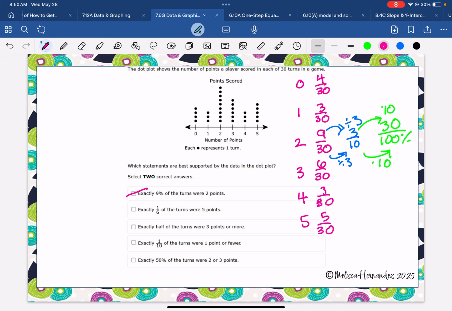Exactly 1/6 were 5 points. Well, I'll go down to 5. I didn't simplify yet, but I will now. They both can be scaled down by 5, meaning that's the number that goes into both of them. And that's 1 over 6, and that's actually true. So that's one true statement, but we're looking for 2. Exactly half were 3 or more. So I'm looking at 6 plus 3 is 9, plus 5 is 14. Well, half would be 15. So that's not an answer that we want to select.